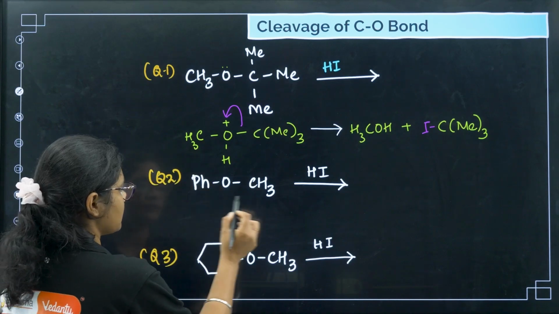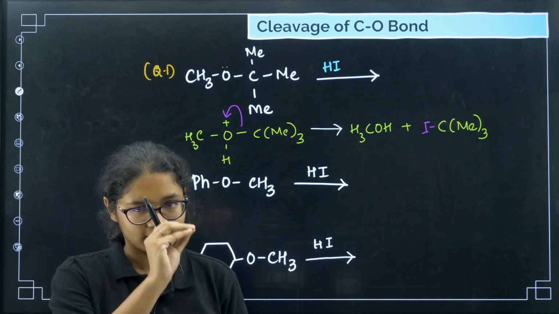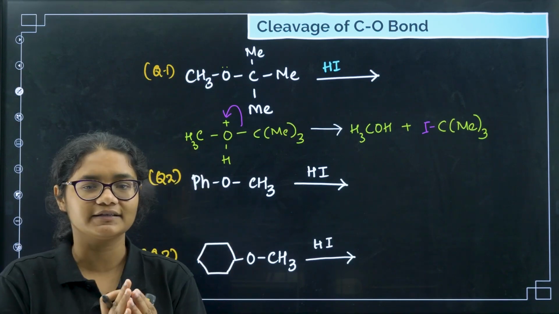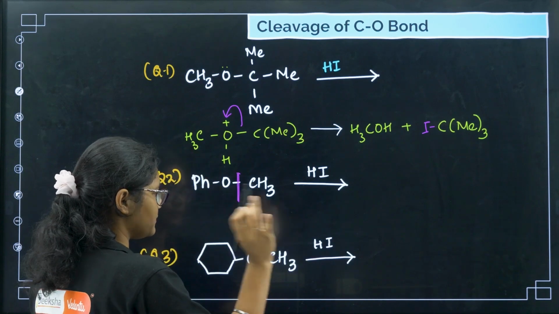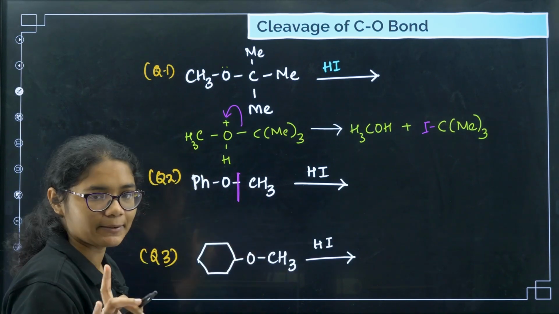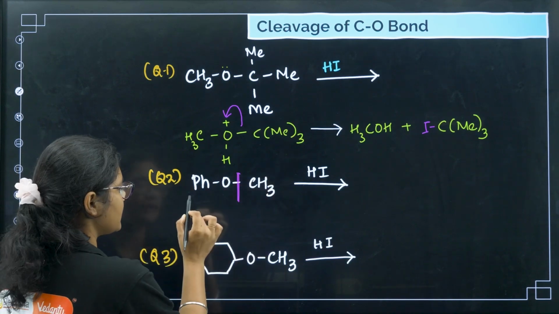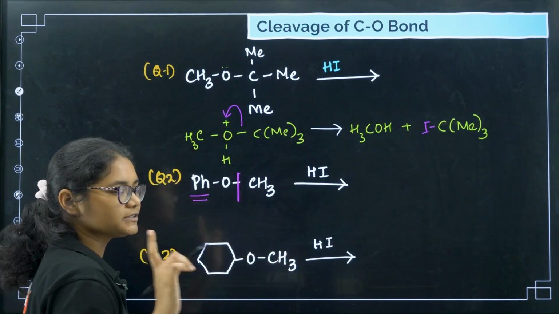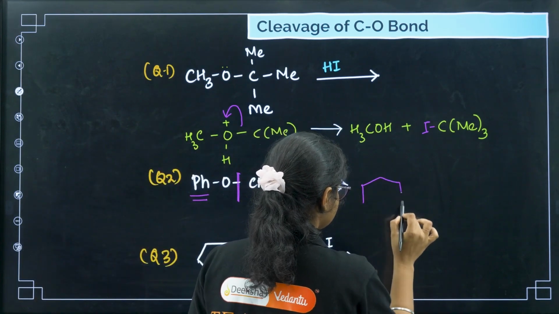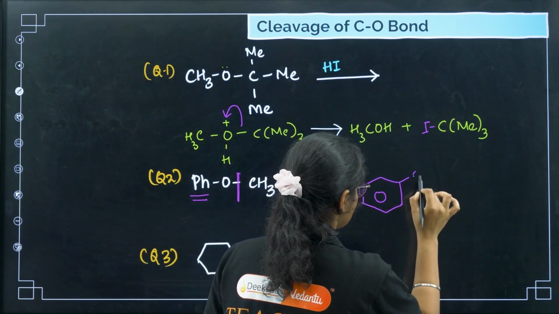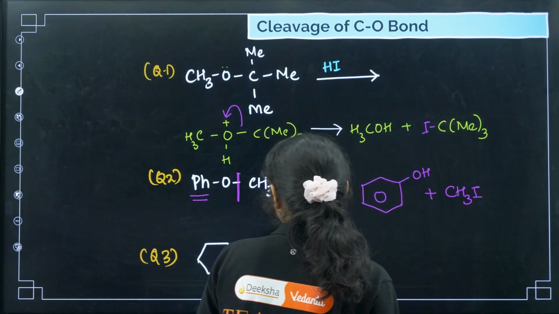Next you can see this one, phenol group is there, O group is there, CH3 group is there. So whenever phenol is attached, like one benzene ring is attached, then you need not think anything, you must break the bond here after O every time, and H will come here and CH3I will form. So remember, if there is a phenyl group, phenol formation is mandatory. So there will be a formation of phenol here, so we will have phenol plus CH3I.